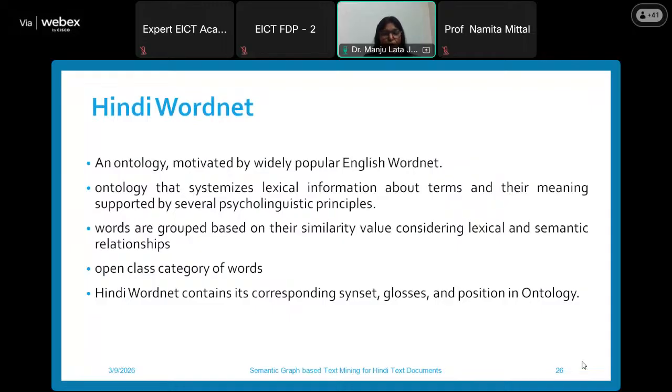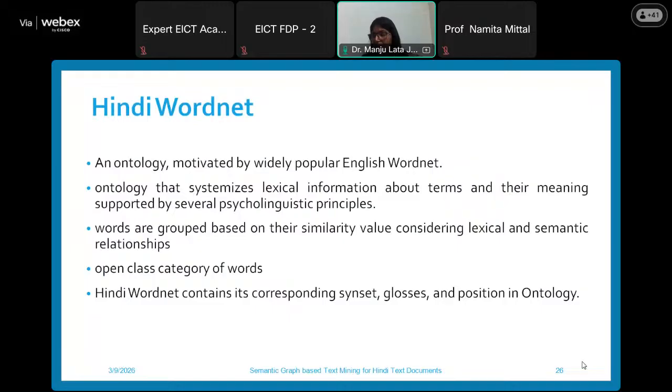The ontology systematizes lexical information about terms and semantic relationships between them, for the open class categories of words. This is an open source tool as well. Hindi WordNet contains synsets, glosses, and position in the ontology. Synset means a set of synonyms, and gloss means any narration, explanation or description about those terms, and the position of that particular term in the ontology. This is the information provided by Hindi WordNet for every term.